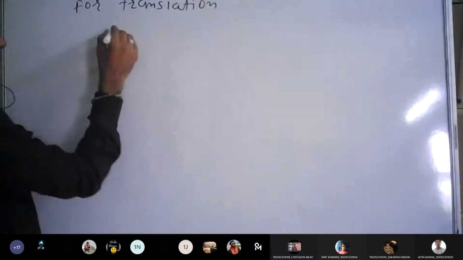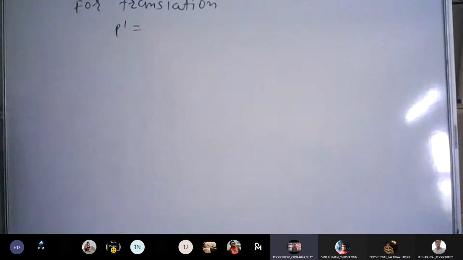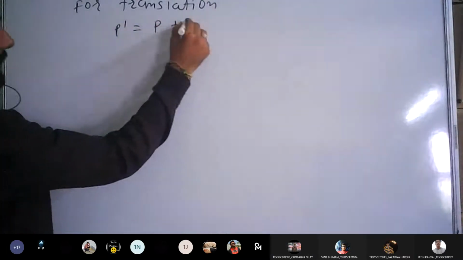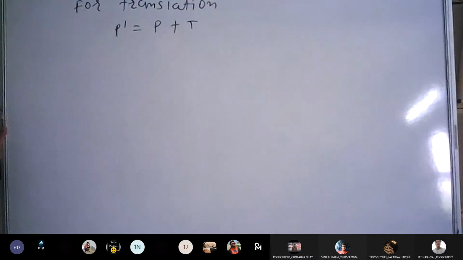See, can anyone help me to write the general equation for translation? Anyone? P dash equal to... Yes, P dash equal to T plus P. Correct. P dash is equal to P plus T.